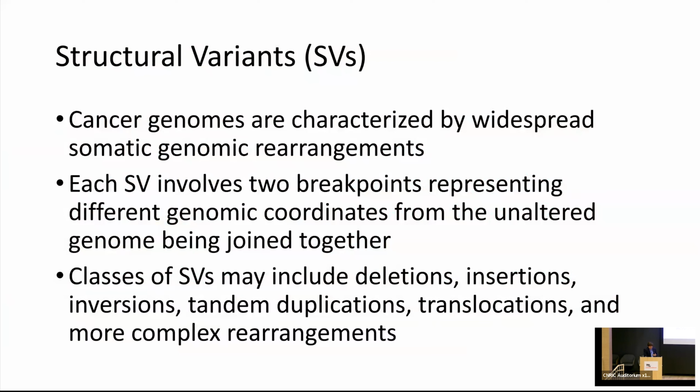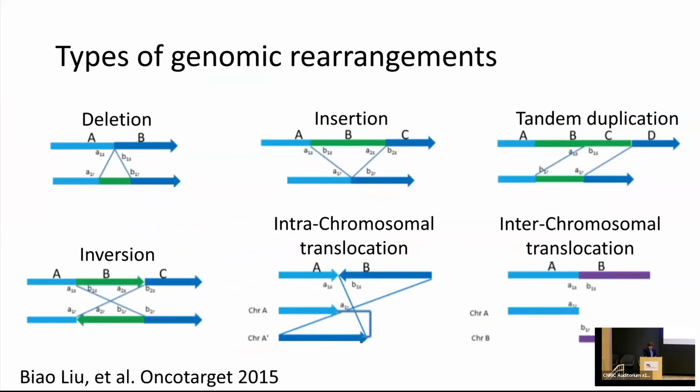As background, cancer genomes are characterized by widespread somatic genomic rearrangements. Each SV involves two breakpoints representing different genomic coordinates from the unaltered genome being joined together in the cancer genome. Classes of SVs may include deletions, insertions, inversions, tandem duplications, translocations, and more complex rearrangements. Pictured here are the different types of genomic rearrangements that may occur in cancer.